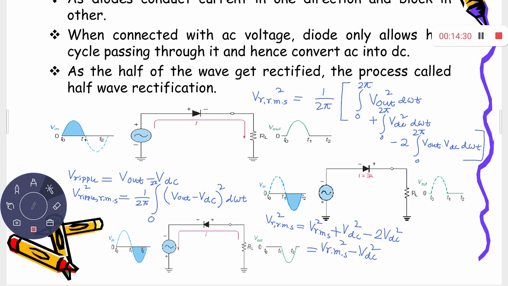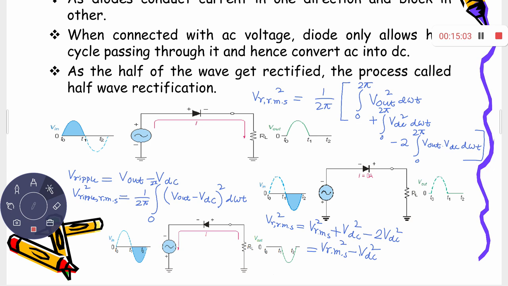While writing this expression, I have not used whether it is true for a full wave rectifier, a half wave rectifier, or any kind of rectifier, because I have never used this VDC to be Vm by pi or anything else. It can be anything, it's a general expression. So Vr RMS square, the square of the RMS value of the ripple component, is nothing but the RMS value of the output square minus the VDC square. From that you can easily calculate the rest.